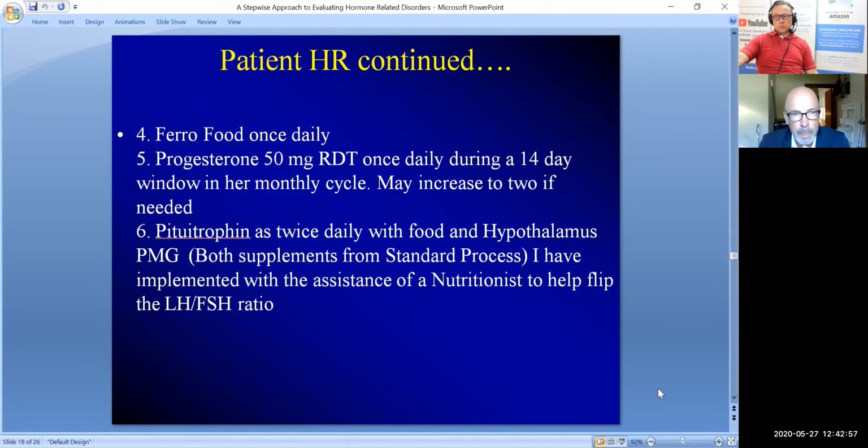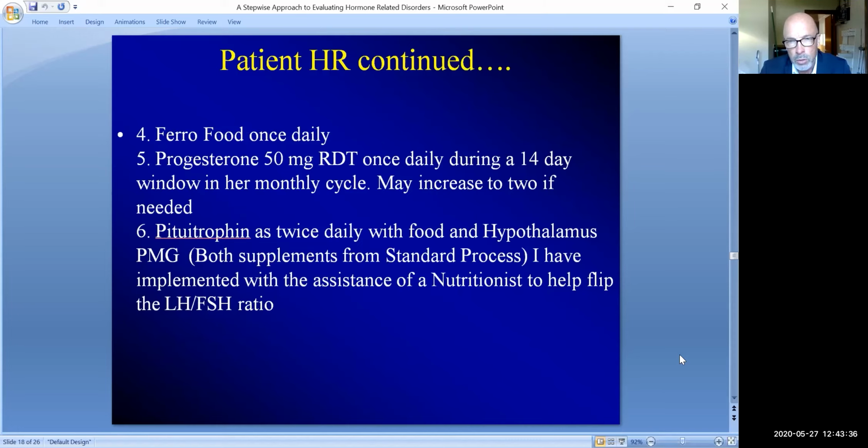Next slide, please. Ferrofood, which has iron in it. I get that from Standard Process, but folks have their comfort level of what type of iron they're using. That's fine. In her case, I started her on progesterone 50 milligrams rapid dissolve troches. And the reason for that, I have found, is in her case, if you remember back to her history, she sleeps well, but anxiety was part of her history. And so giving it rapid dissolve during the day or in the morning really helps calm her anxiety.